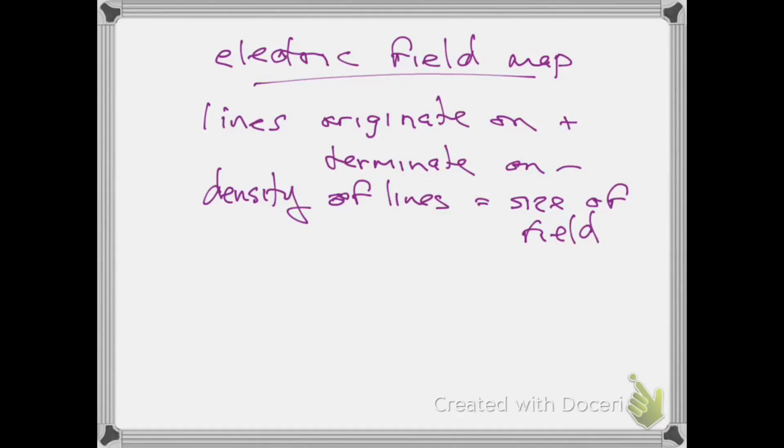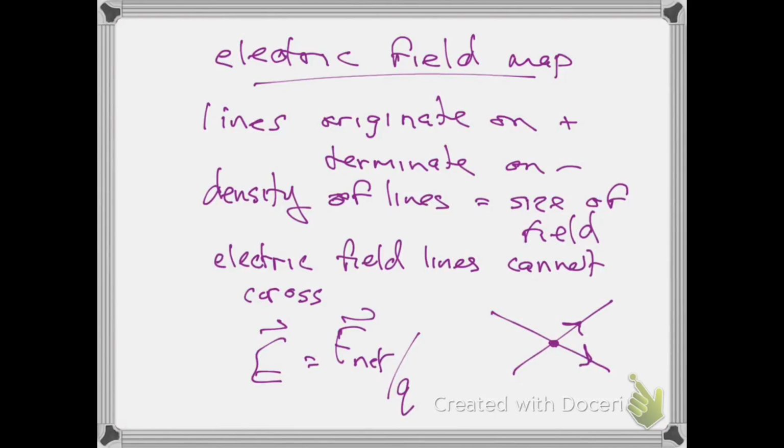So now I'm waiting for my text to come back again. And here it comes. Now I'm summarizing what an electric field map looks like. An electric field map has lines that start from plus charges and end on minus charges, and the density of the lines is equivalent to the size of the field.